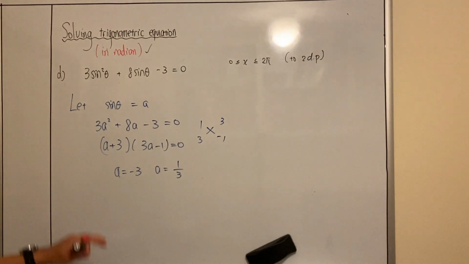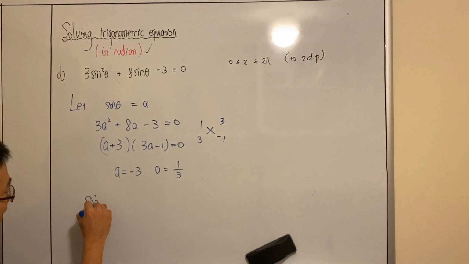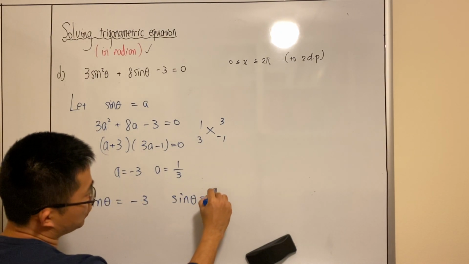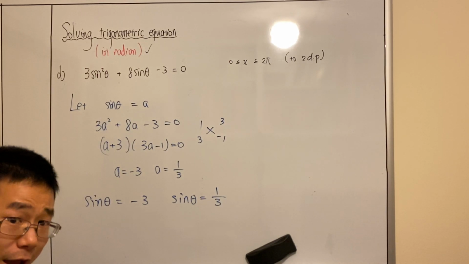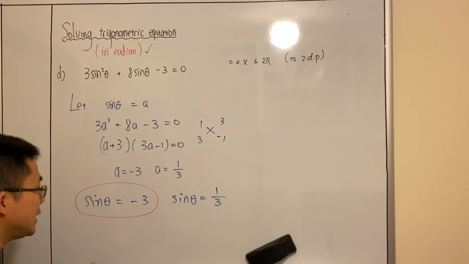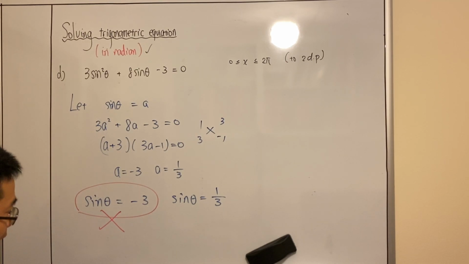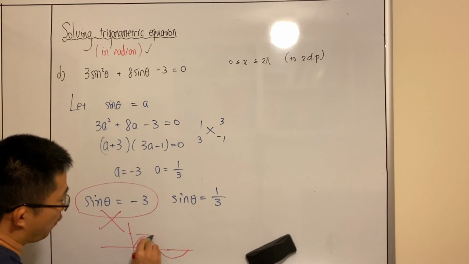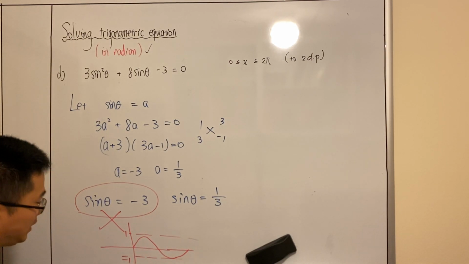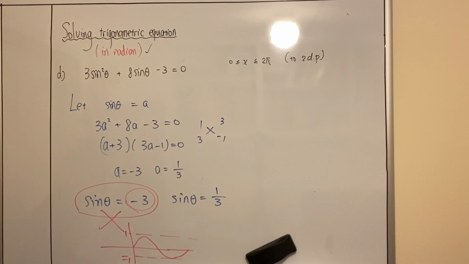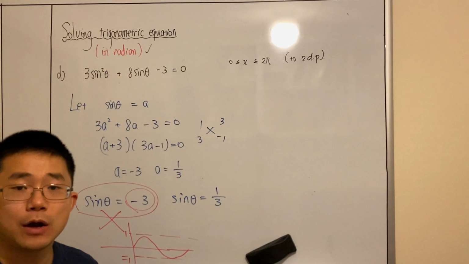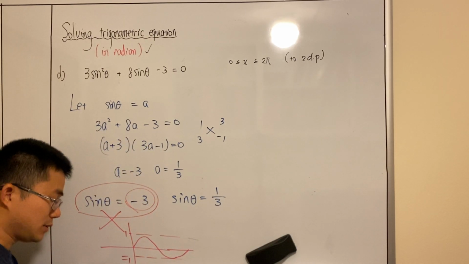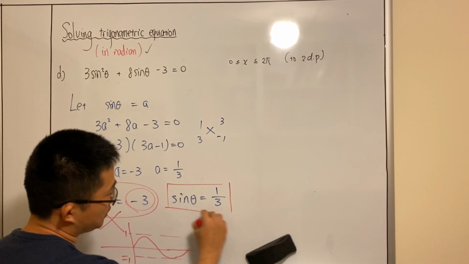Once you finish that, please replace the sine theta back. So therefore sine theta is equal to minus 3, and sine theta is equal to 1/3. Now, again, you can try using your calculator. There will be no solution for this one, because the sine function oscillates between 1 and minus 1. So it's not possible to get an answer of -3. In a future lesson, I will teach you about curve sketching for trigonometric functions, and then you will know just why. So that means we only have one set of answers to find out.